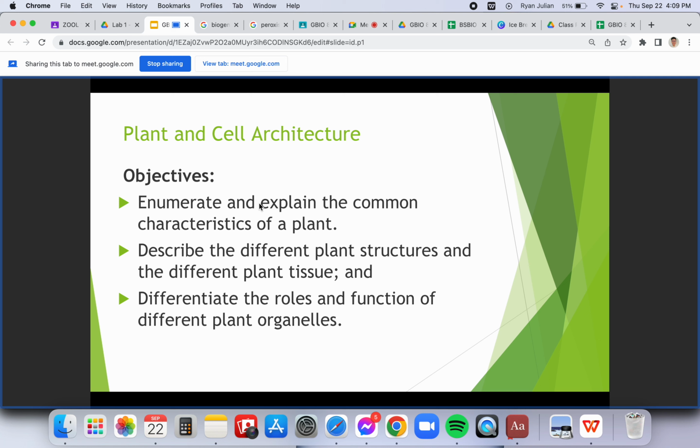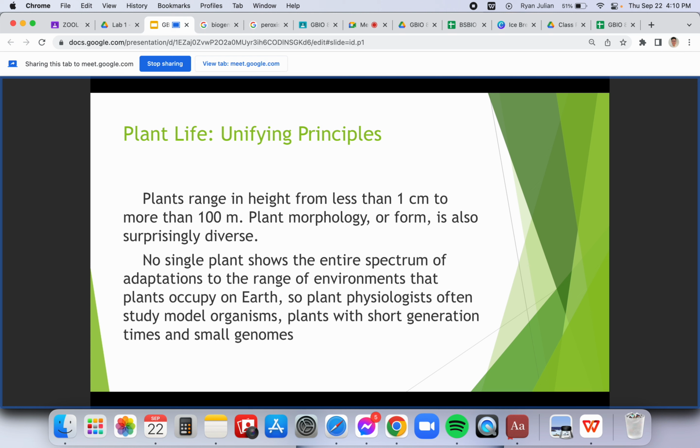Describe the different plant structures and the different plant tissues that, like what I mentioned a while ago, perform a specific task or function for a plant. And lastly, to be able to differentiate the roles and functions of different plant organelles, which include the mitochondria, endoplasmic reticulum, centriole, vacuoles, and the list just goes on. But don't worry, I will be talking about that as we progress through this discussion. Okay, so having said that, let's now move forward to another slide that I have prepared.